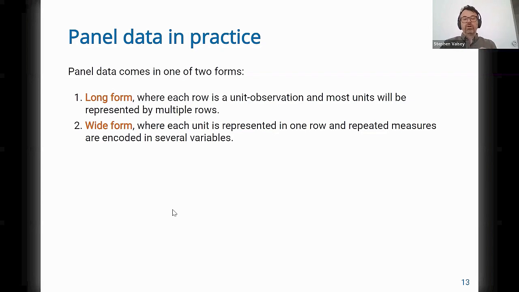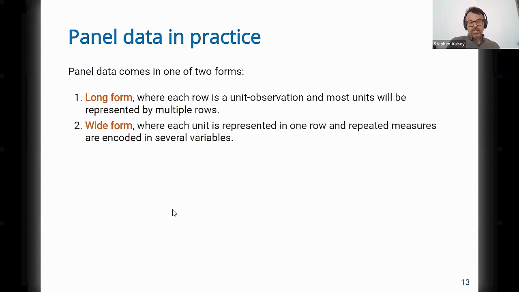Okay, the first one is that panel data comes in one of two forms. So it's generally long form, where each row is a unit observation, and most units will be represented by multiple rows. Okay, so it just means every single row is an observation. Some units might be measured 4 times, some units might be measured 5 times, some units might be measured 2 times, whatever it is. And so however many times you're observed, you're going to have that many rows. Okay, so that's one possibility. That's what's called long form data. We'll look at an example of this in a second.